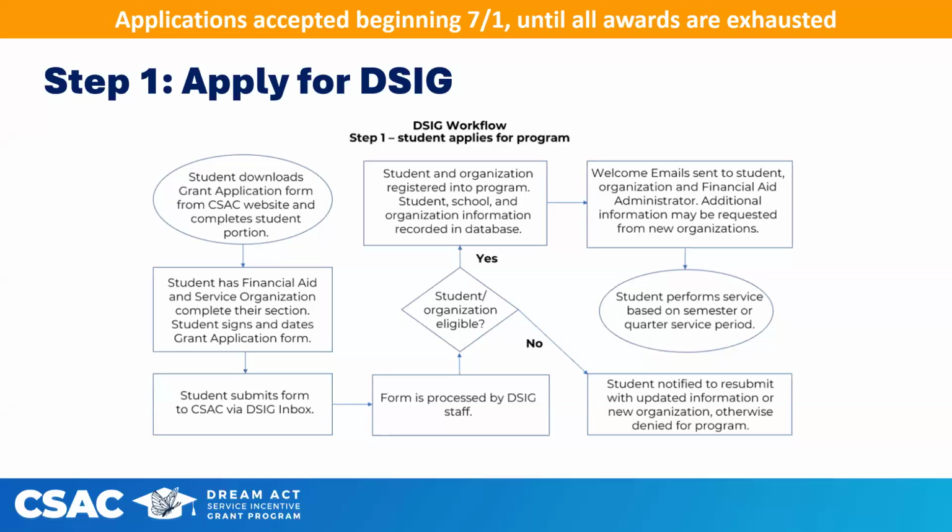Once CSAC receives and processes the application, we will confirm that both the student and the organization are eligible to participate. If eligible, the data will be inputted into WebGrants, and then the student and the organization will receive a welcome email with information on next steps. If the student is found ineligible, CSAC will contact them about eligibility requirements or further steps that they need to take in order to be eligible for DSIG.